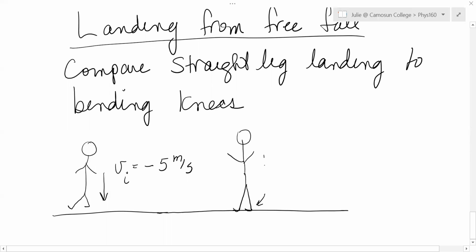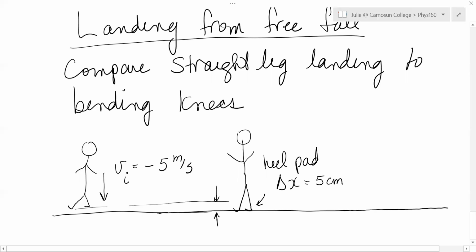So if it's just the heel pad, then the delta x, the distance over which you stop, would be tiny. Let's say it's only, I don't know, 5 centimeters. It wouldn't even be that much, but all your joints might squish together a little bit. So let's say the distance that it takes to stop you is 5 centimeters. Now remember, this is your center of mass that has to stop, because when you're in free fall, you're basically just one big blob at your center of mass.